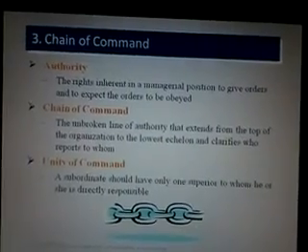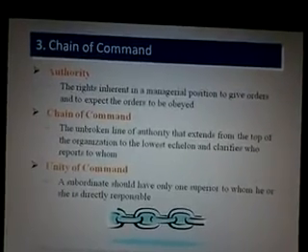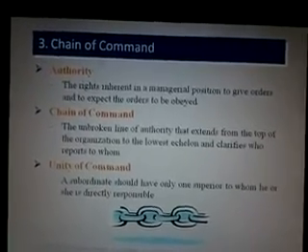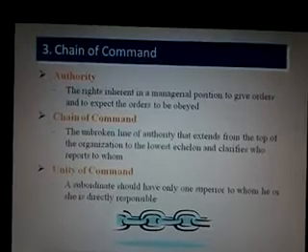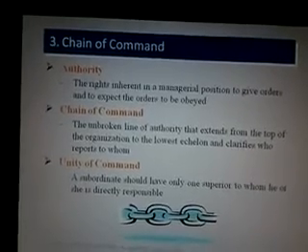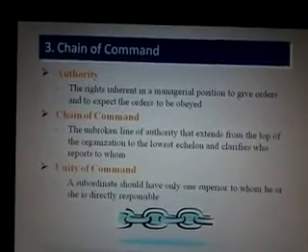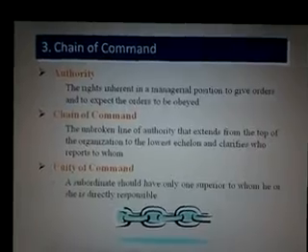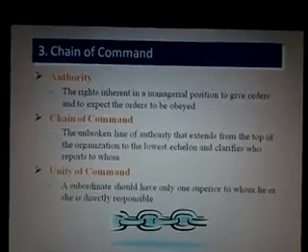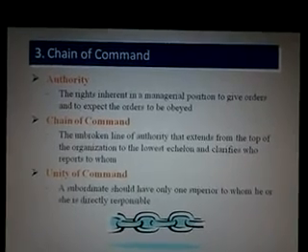Chain of command. That's how much authority you have in your organization. So authority, the rights inherent in a managerial position to give orders and to expect orders to be obeyed. Chain of command is just a line of authority. It extends from the top all the way down to the bottom. It clarifies who reports to whom. And then unity of command. This is simply a subordinate should have only one superior to whom he or she is directly responsible. There's a famous line in the movie Office Space where a guy has 8 bosses. It's completely demotivating. So your chain of command should be unitary. An individual should report to only one person so that you don't have this controversy in the person's head of who they report to, who they should be serving.